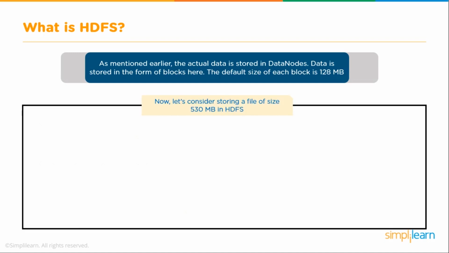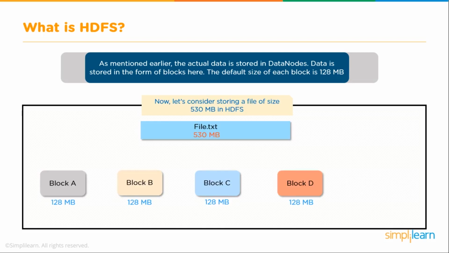So if we talk about this 530 MB file, it's very obvious that it cannot get stored in one block. Now this file would be split into multiple blocks. Let's imagine your 530 MB file is being written to HDFS. Each block can contain up to 128 MB of data. So my block A would have 128, block B would have again 128, block C would have 128 again, and block D would have 128.